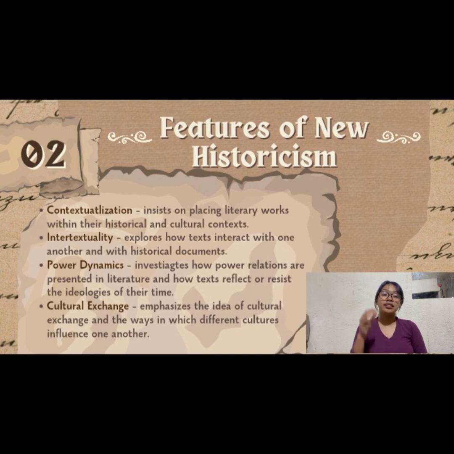For the second feature, we have intertextuality. Here, this approach highlights how texts interact with one another. A novel doesn't exist in a vacuum. It is shaped by other literature, historical events, and societal discourses. For instance, Mary Shelley's Frankenstein can be better understood by examining Enlightenment science and romantic ideals.